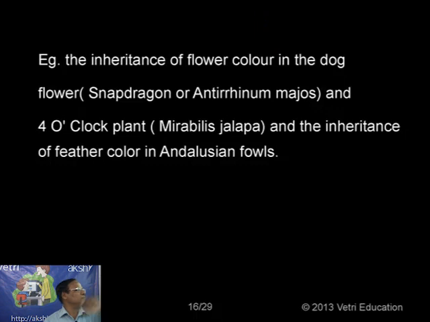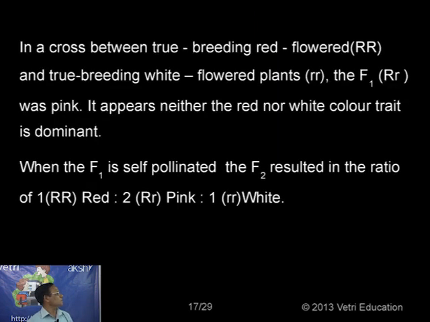We'll see the illustration. A cross was made between true-breeding red flowers and true-breeding white flower plants. The F1 was pink. So it appears that neither the red nor the white color trait is dominant; both are equally expressed. They are interacting together and producing a character. Neither red nor white is considered dominant.